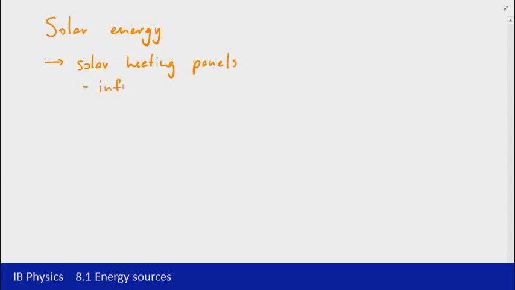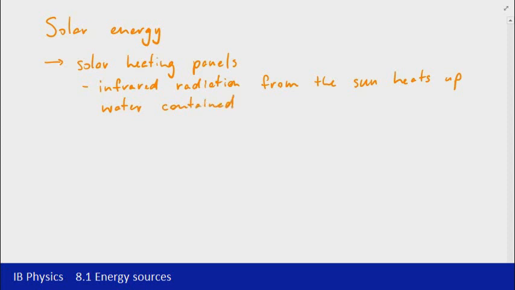infrared radiation from the sun. So dealing with internal energy, basically. Infrared radiation from the sun heats up water, and that water is contained in pipes. Usually you'll find it on the roofs of homes or buildings. And those pipes generally are located in black panels, black being the colour that absorbs the most energy from the sun, so it's the most efficient transfer of energy.